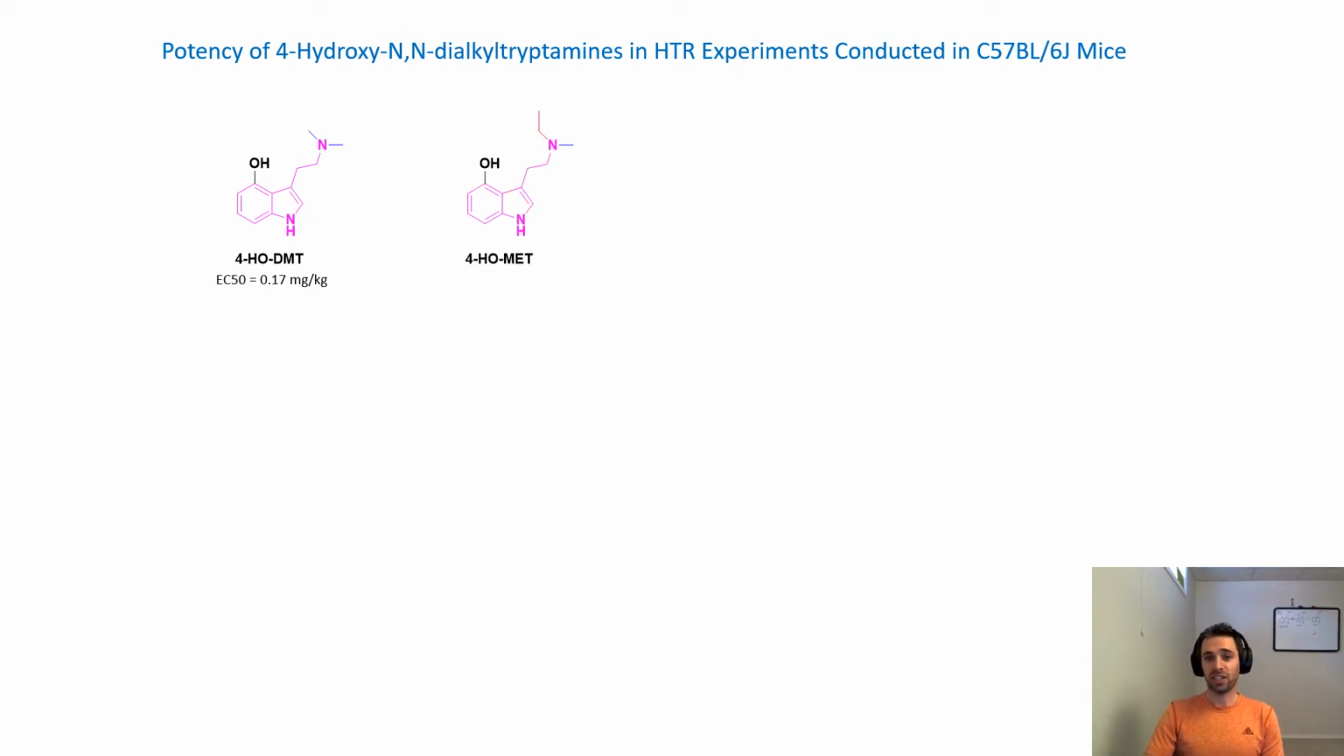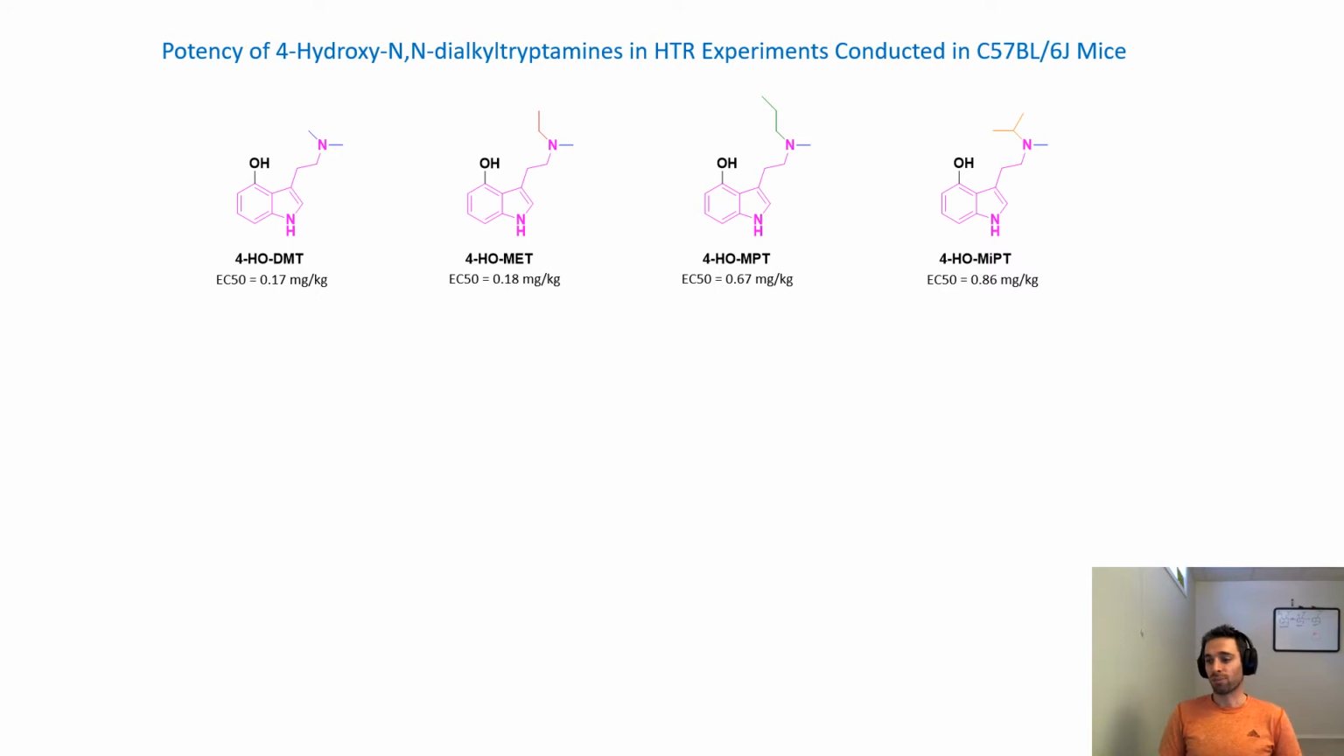If we take one of the methyl groups from 4-HO-DMT and change it to an ethyl, the potency slightly decreases. If we change that methyl to a propyl group, as in 4-HO-MPT, the potency also decreases by quite a big factor here. And then if we change the methyl to an isopropyl, once again the potency decreases, basically suggesting that if we take one of those methyls and make that side chain larger and larger and larger, we see a loss of potency, likely due to a change in the binding site when you add these derivatives inside the serotonin receptor.